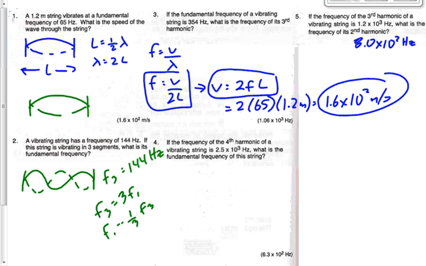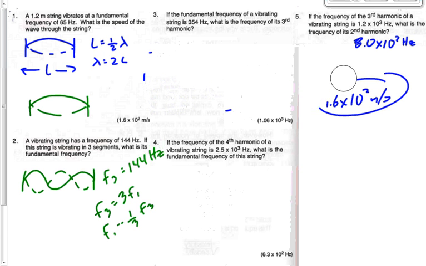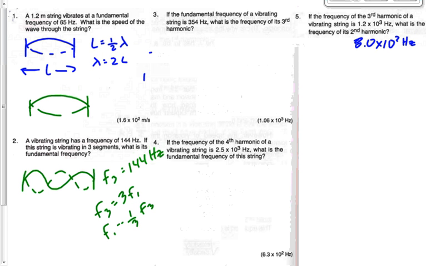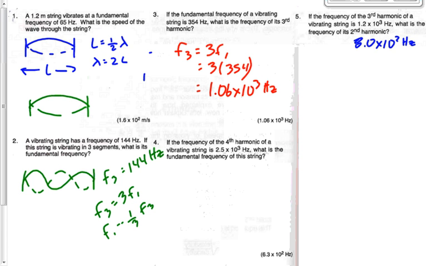Let's do number 3 while we're at it, actually. Okay, it's a little bit different as well. The fundamental frequency is 354 hertz. What's the frequency of the third harmonic? Do we have to draw a picture here? We could derive an equation for the third harmonic, V over whatever L. But if we know the fundamental, the first harmonic already, then let's just multiply it by 3. 3 times 354, which works out to be 1.06 times 10 to the 3. It's kind of different ways of going about these, depending upon what exactly we have.